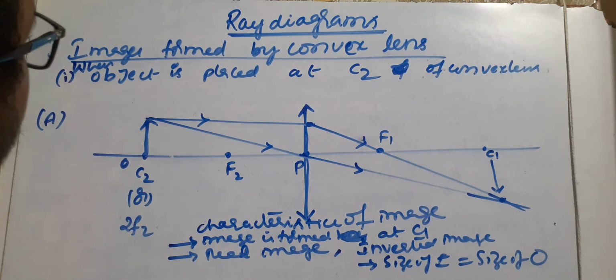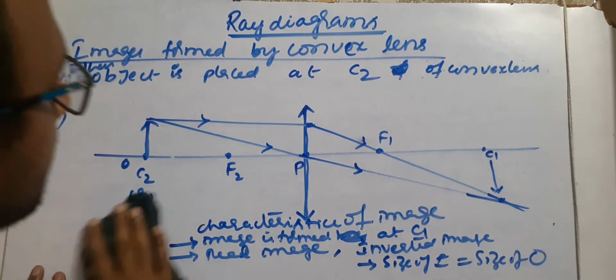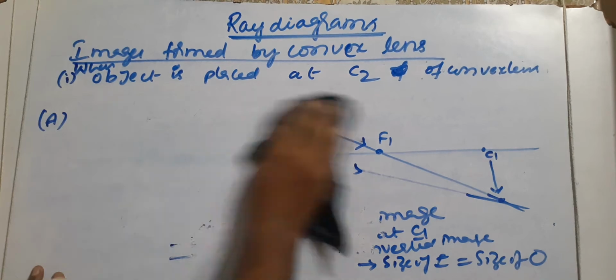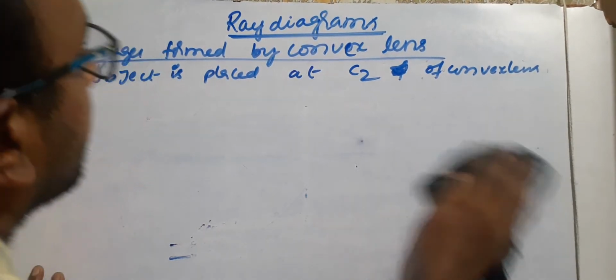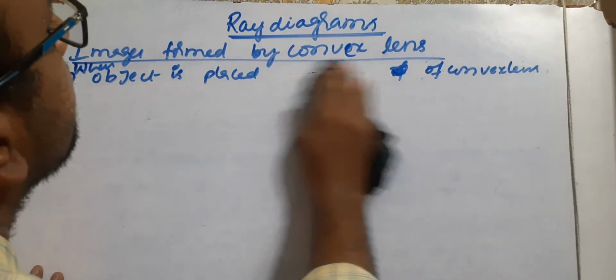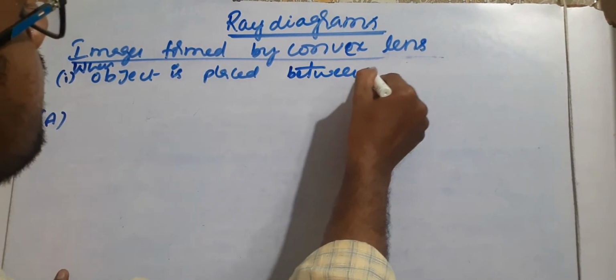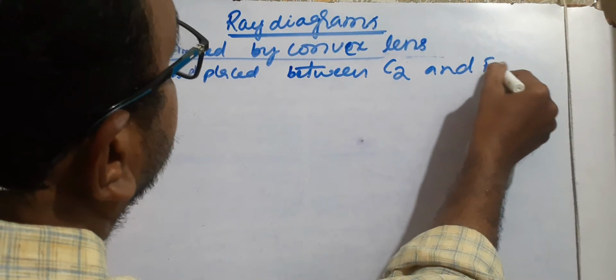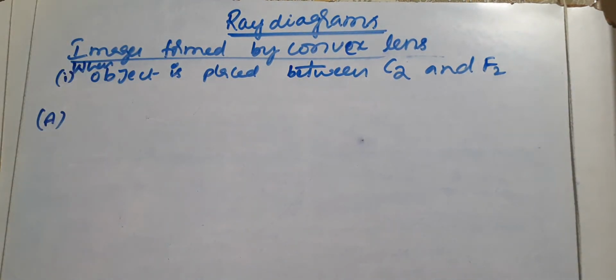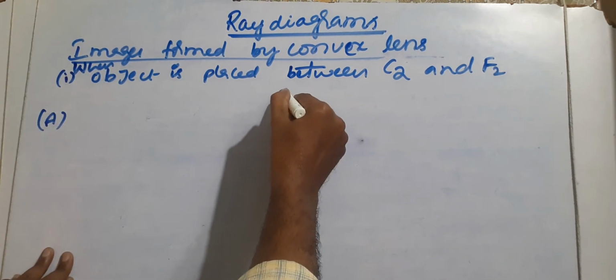Now in the next case, what about the formation of the image? Important diagrams, students: when the object is placed between C2 and F2, before the convex lens. When the object is placed between the center of curvature C2 and the focal point or focus F2, where will the image be and what are its characteristics?